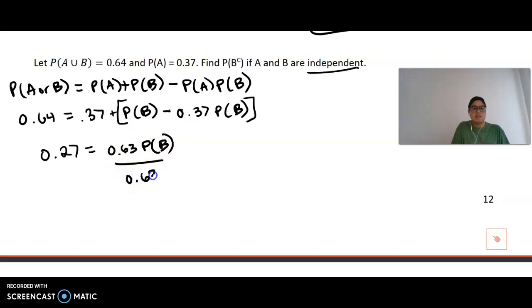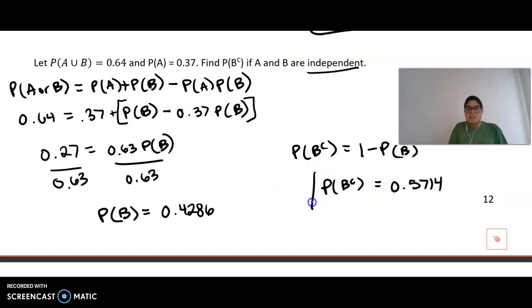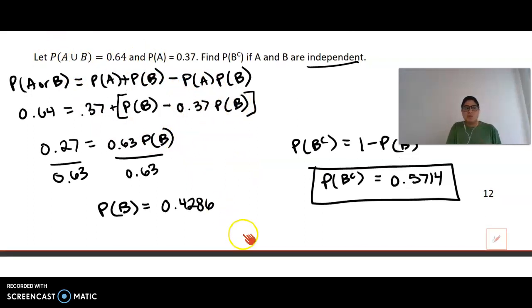And then from there, we'll do a little inverse operations to get the result that P(B) is going to be about 0.4286. So the probability of the complement will just be 1 minus the probability. So 1 minus 0.4286 will give me B's complement, which will be roughly about 0.5714. So sorry to get all lecturely on you there, but those are just some more ways you could see probability show up on the AP exam or probability show up in general.